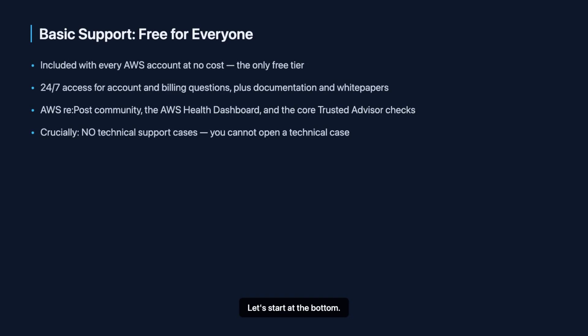Let's start at the bottom. Basic support comes with every single Amazon Web Services account, free of charge, and it's the only free tier there is. What do you get? Around-the-clock access for account and billing questions, the full documentation library and white papers, the repost community, and the Amazon Web Services Health Dashboard, which shows real-time service status and any issues affecting your account.